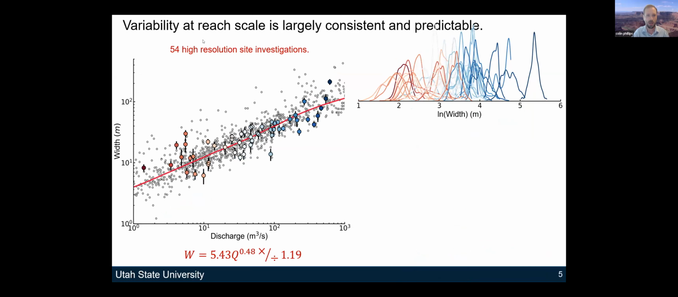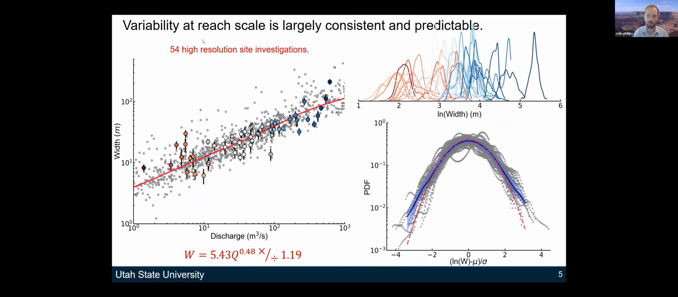So if we look at this, we've got specific site investigations. We can grab all of their little histograms and show that by and large, that variability at reach scale is pretty consistent and it's fairly predictable, right? And we can add some error bars to our general hydraulic geometry model.